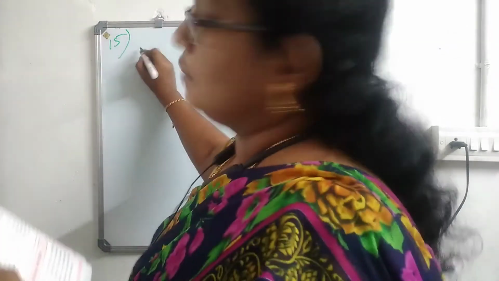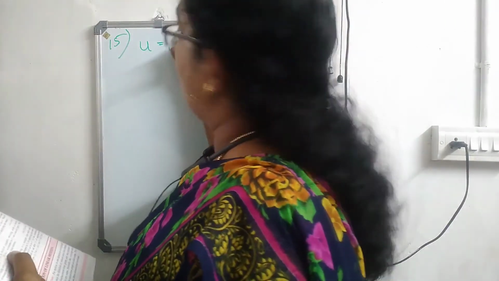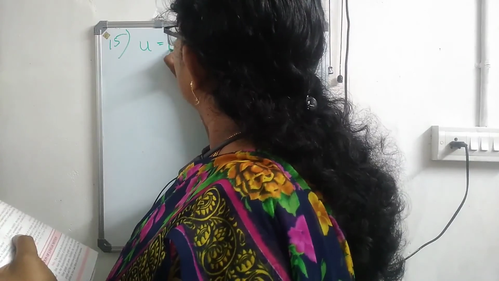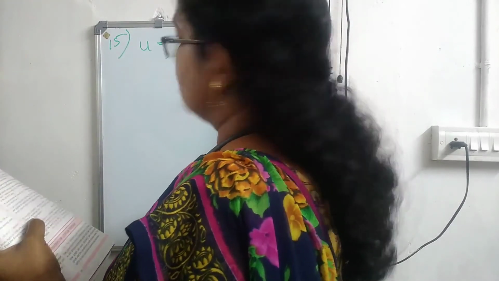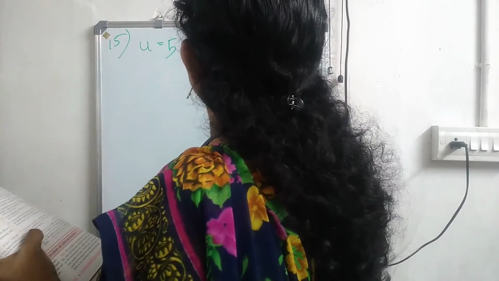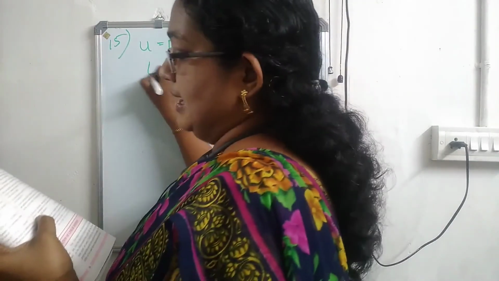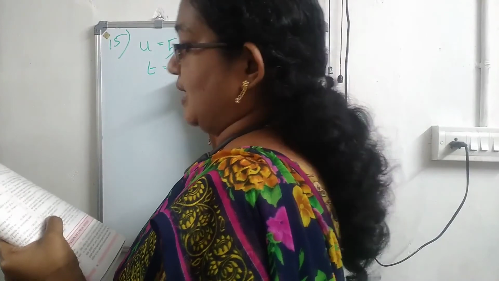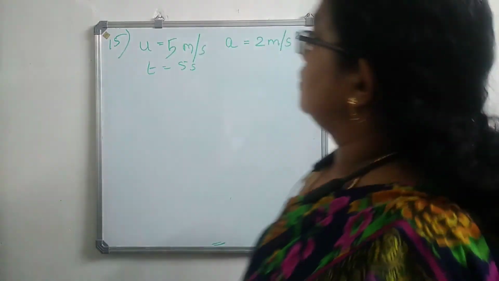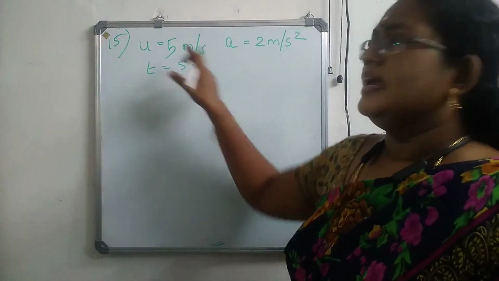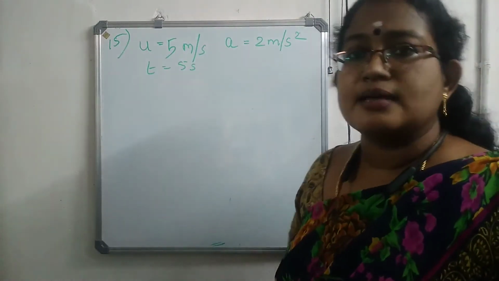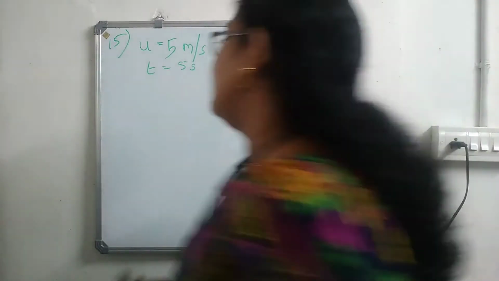So, initially it was moving with a velocity of 5 meter per second, acceleration is given as 2 meter per second square. Time is given as 5 seconds. What is the final velocity? So same type of question. Initial velocity, acceleration and time is given. We have to calculate the final velocity.